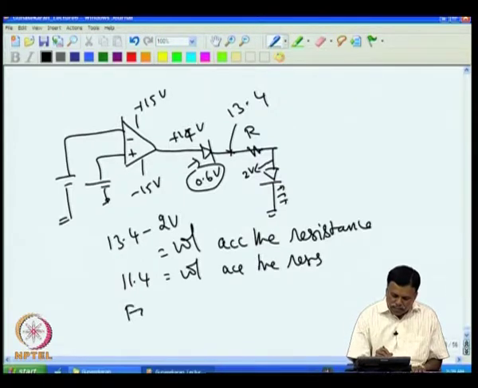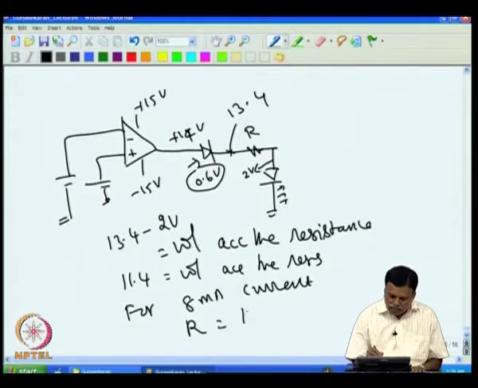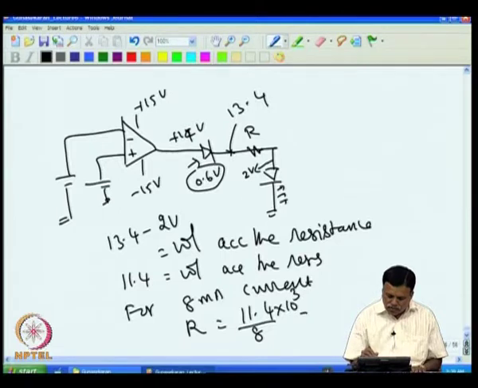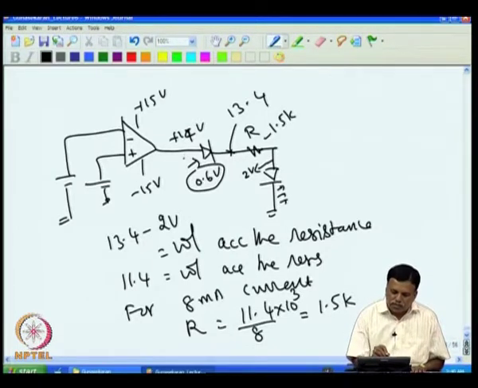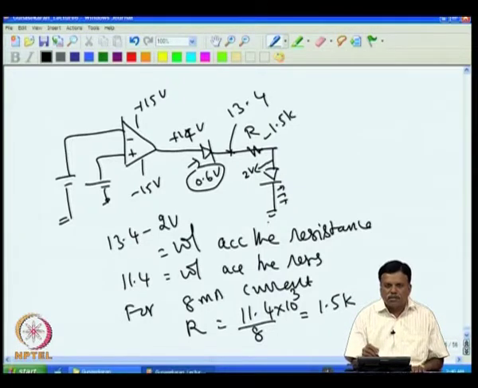So, for 8 milliampere current, R will be 11.4 divided by 8 milliampere, that is roughly about 1.5 K. So, the 1.5 K resistance is put here, and whenever the heater is on, this will go to plus 15 volt and the LED will glow with 8 milliampere current.